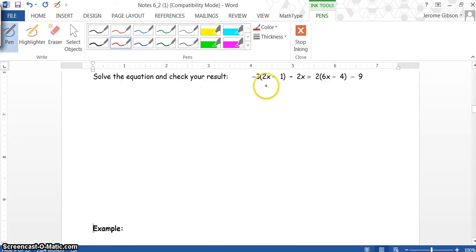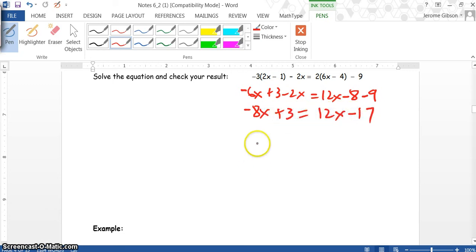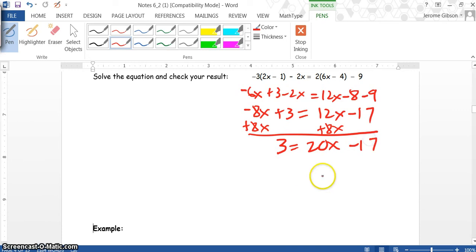So now the first thing we need to do is take the distributive property. We have negative 6x plus 3 minus 2x is equal to 2 times 6x is 12x. 2 times a minus 4 is minus 8 minus 9. Now we combine our like terms. Negative 6x and negative 2x is a negative 8x plus 3 is equal to 12x minus 17. Now we need to have all the variables on one side. So let's add 8x on both sides to move all the x's on one side. So we will have 3 is equal to 20x minus 17.